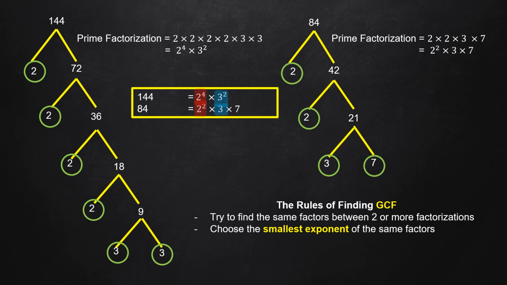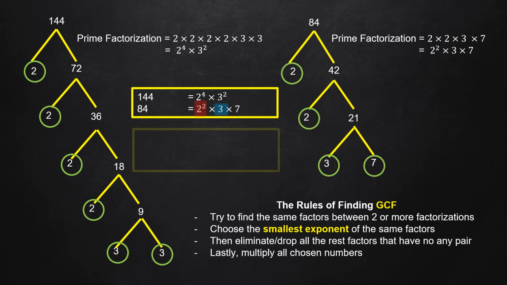Now, this one is the new step. Choose the smallest exponent of the same factor. For an LCM, you must choose the biggest. Now, it's the smallest. So between 2 to the power 4 and 2 squared, the smallest is 2 squared, and between 3 squared and 3, it is 3. Then, next, you still have 7 here. In GCF, it doesn't require a number that has no pair. So we just drop or eliminate all numbers that have no pair. So we don't use 7.